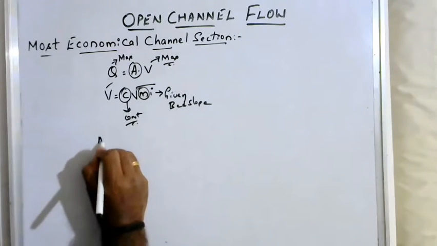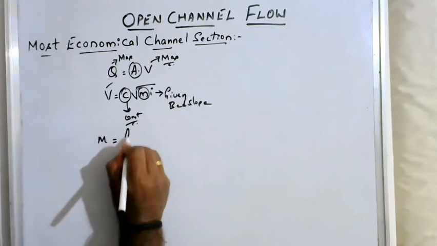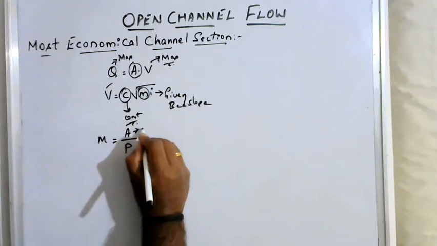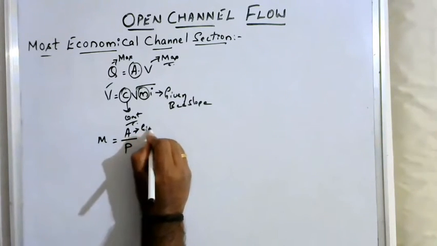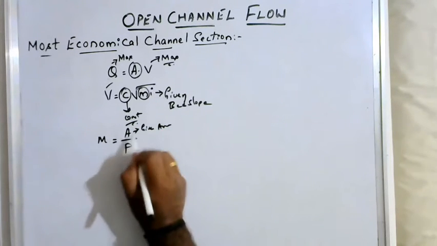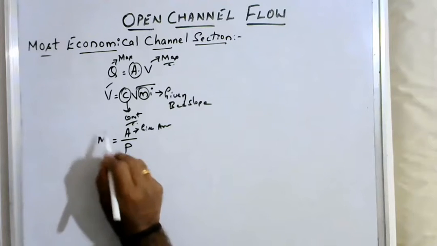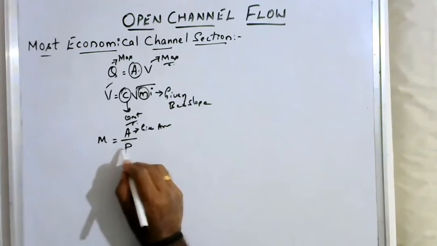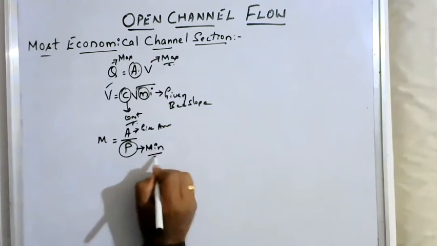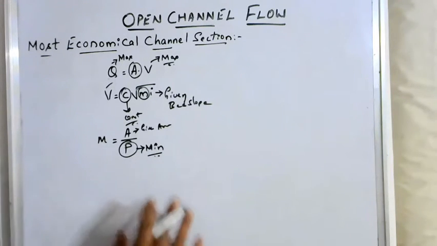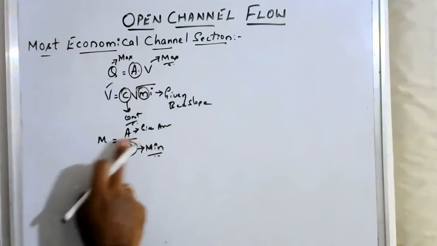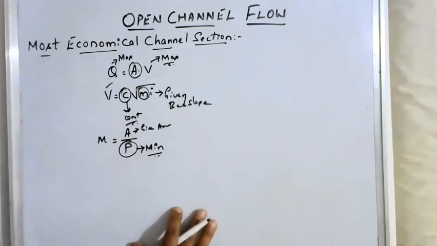Then what is hydraulic mean depth? m is given by cross-sectional area divided by wetted perimeter. For a given area, the area is kept constant. For the constant area, in order to get a maximum hydraulic mean depth, the wetted perimeter should be what? Minimum. So in order to get a maximum hydraulic mean depth, you have to have a minimum wetted perimeter. Then you can say the channel will be economical.